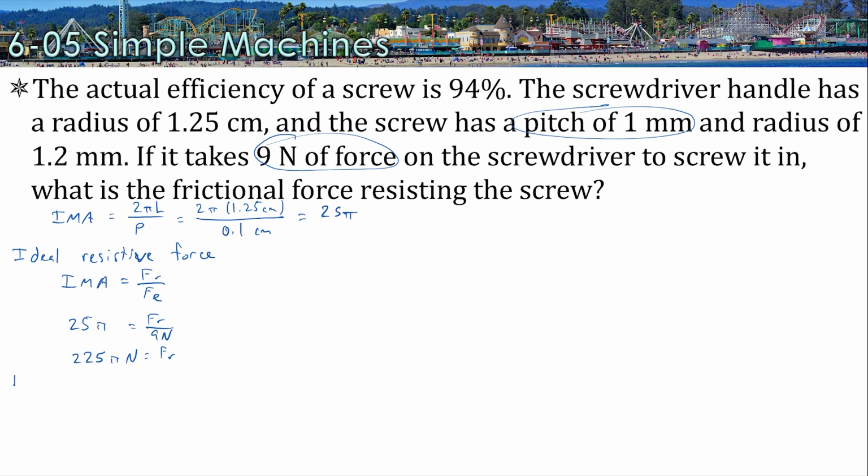Okay, let's keep going. Let's find the effort distance. The effort distance would be how far we turn something, which would be the circumference of the screwdriver. The radius of the screwdriver handle was 1.25 centimeters. This time I do want it in meters. So change it to meters. And I get 0.025 pi meters.